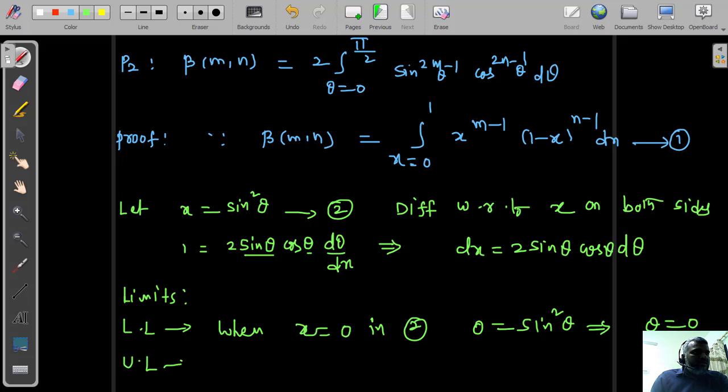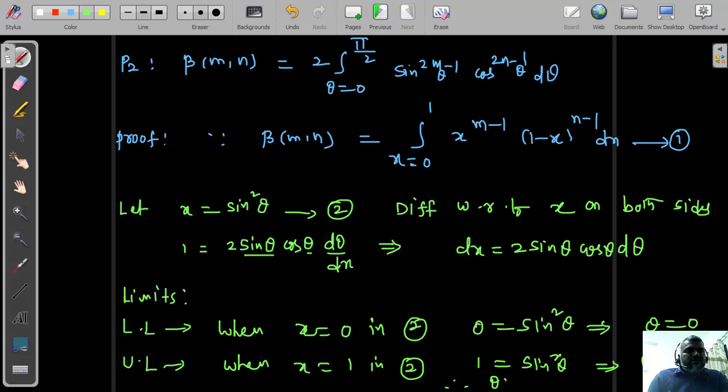The upper limit is when x equals how much from equation 1? It is 1. So plug into equation 2: LHS 1 equal to sine square of theta. Simplifying, the solution for theta is theta equal to pi by 2, because sine theta equals 1, or sine square theta equals 1, means theta equals pi by 2. Therefore theta for the lower limit is 0, and theta for the upper limit is pi by 2.